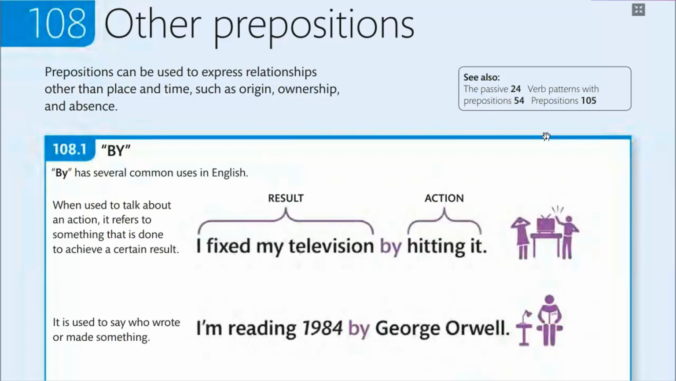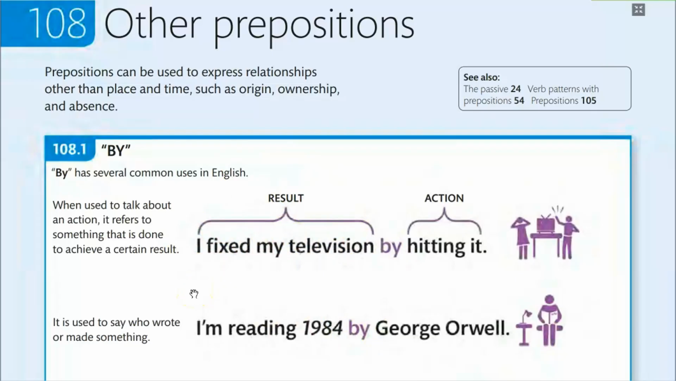By has several common uses in the English language, and when used to talk about an action, it refers to something that is done in order to achieve a certain result. For example, I fixed my television by hitting it. That is, the action of hitting it results in the fixing of your television. That was how you fixed your television.